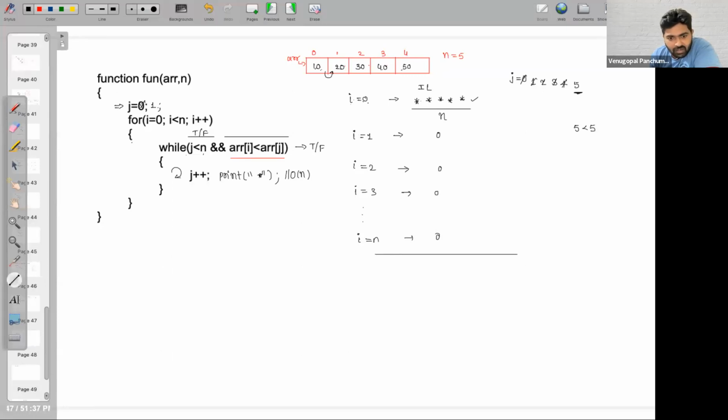Now try to add everything. So total: n plus 0 plus 0 plus up to 0. So order of n is the time complexity. That is the beauty in this question. Once n times are over, from the next time onwards, this will always be false. So clear, everyone?